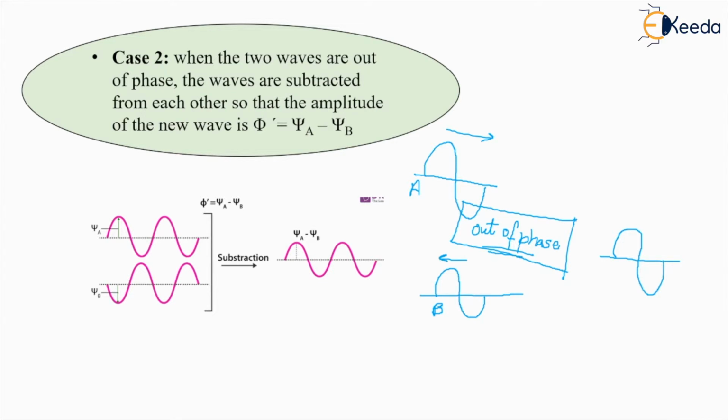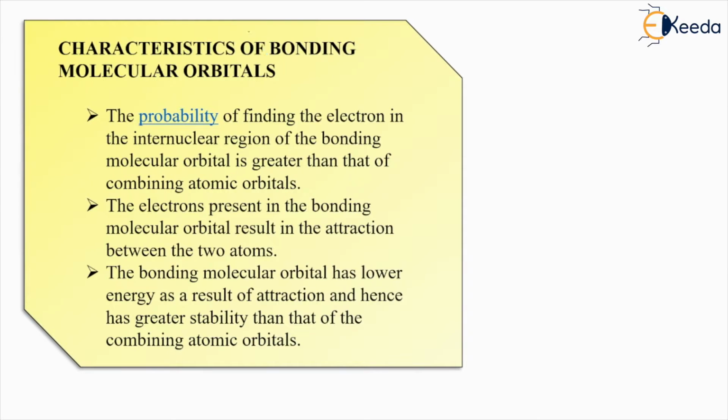let me make a product. Now this will be nothing but A minus B. Over there we had addition. Over here we'll have subtraction. If it is in phase, you need to add. If it is out of phase, you need to subtract. So over here, if you see this particular wave, for this the phi is nothing but psi A minus psi B. And it is not the addition of both of them.